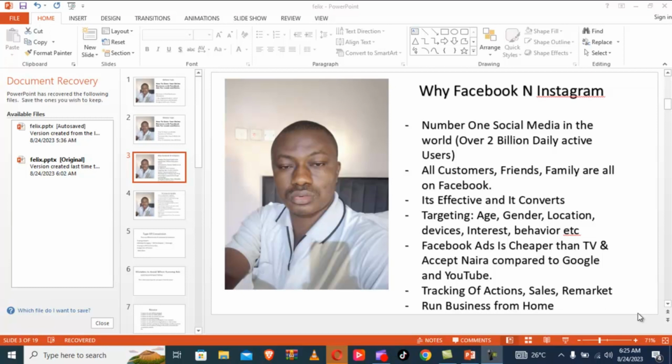With Facebook, you have the power to target people based on their age, gender, location, and their interests. In addition, comparing Facebook to Google or YouTube, Facebook accepts Naira. Unlike YouTube and Google, where you need to pay in dollars. So it makes it easier as Nigerians to pay with our Naira MasterCard for Facebook ads. Comparing Facebook advertising to television advertising, Facebook is far cheaper. You can even start running Facebook ads with even 1,000 Naira.